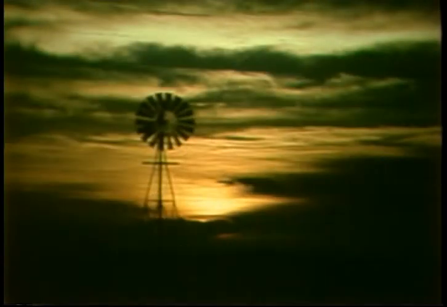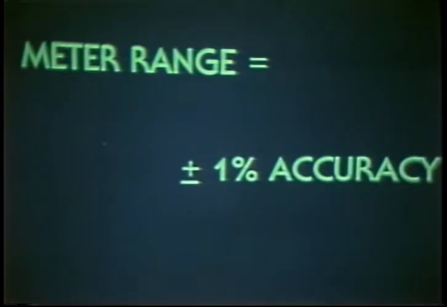Fourth, the turbine rotor will spin in direct proportion to the force of the gas flow. The faster the flow, the faster the rotor will spin. And fifth, all meters have a specific range of accuracy. This is the range of gas flow under constant pressure that the meter will measure with plus or minus 1% accuracy. And finally, the turbine meter will automatically adjust its range to changes in gas pressure.